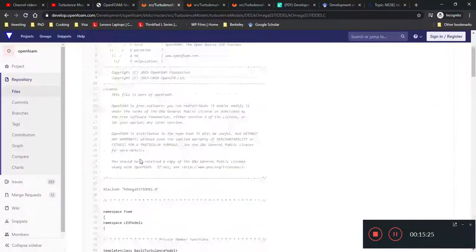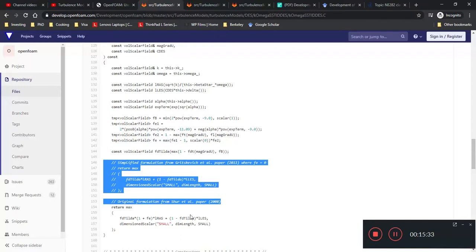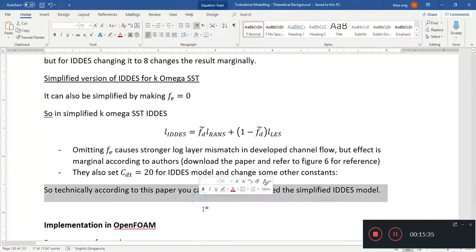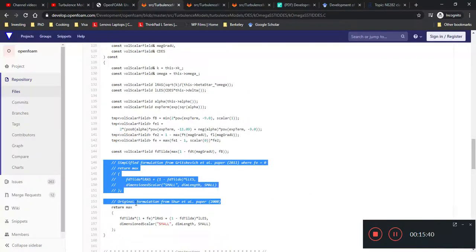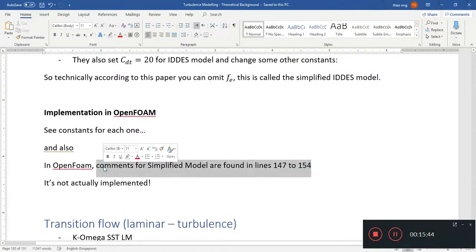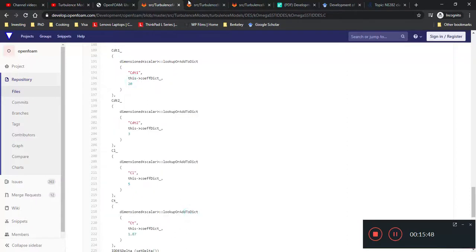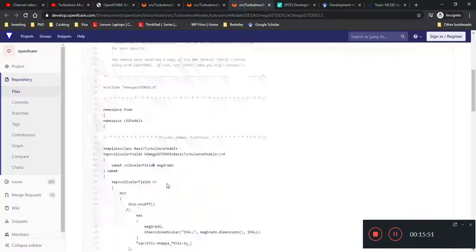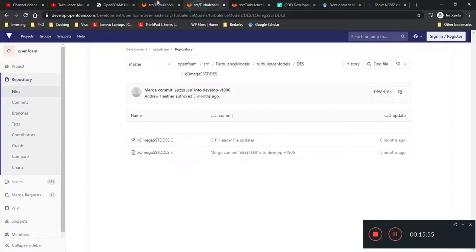And again, just to remind you, this simplified formulation is here, but it is not being used in the k-omega SST IDDES model. So this is how we find it in OpenFOAM. It's in lines 147 to 154. And you can see the constants used over here, the default values, and also the default values for the DDES models.